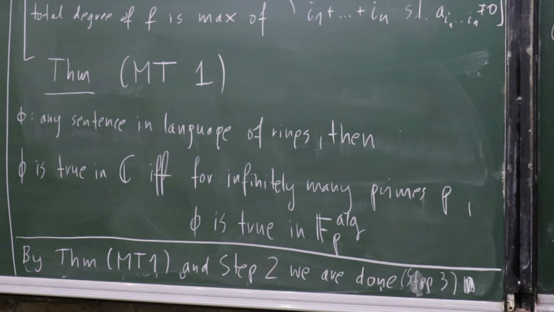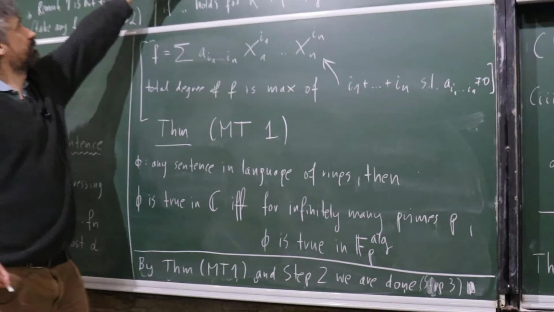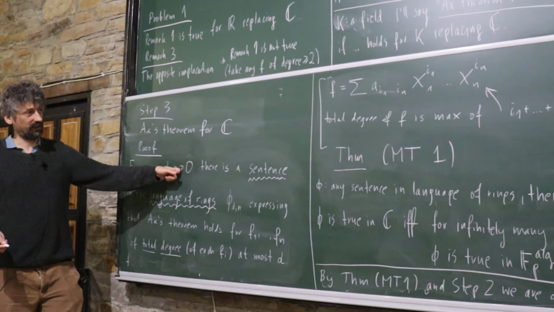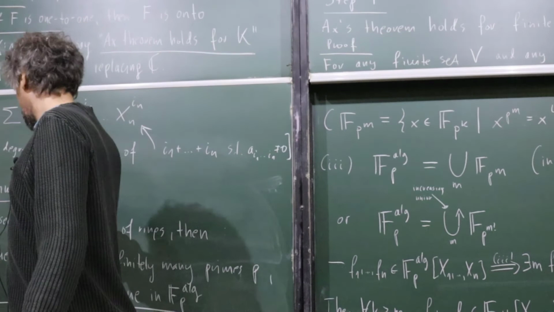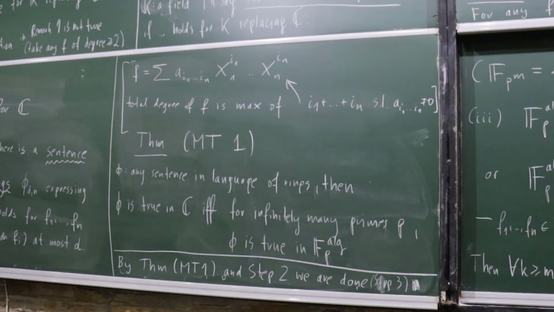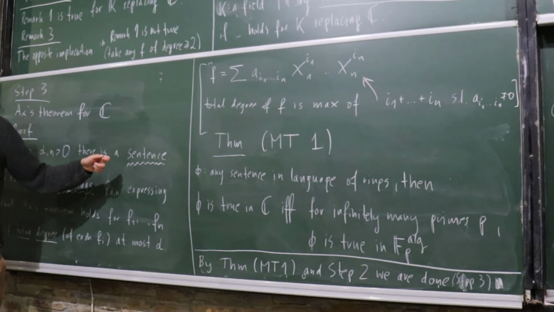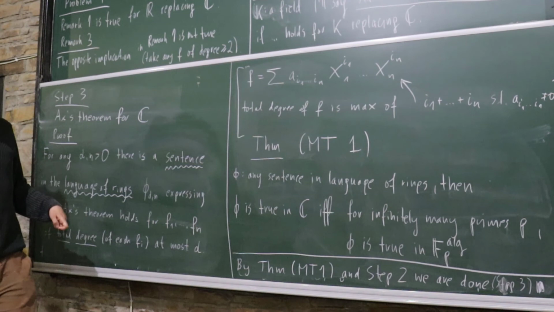Okay, is it clear that we are really done? We have this function f. For this f, there is some d which bounds the degree. We have this formula, but by step 2, it is true for all F_p^alg. So by this theorem, it's true also here. Are we going to prove MT1? We will, but later. First, we will understand what this means. That may happen today or on Saturday. And then next time, we will prove MT1.